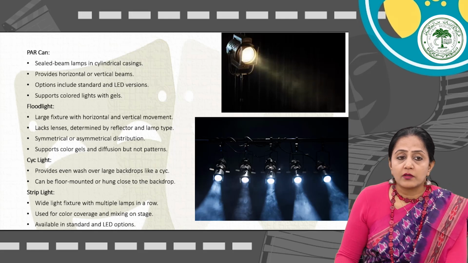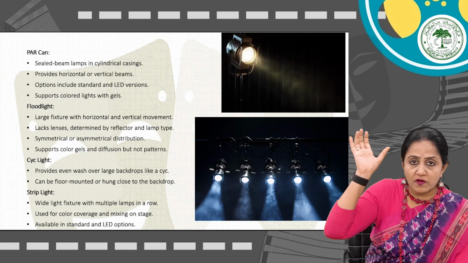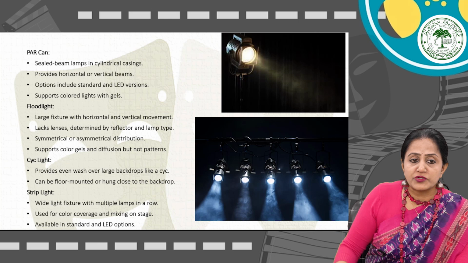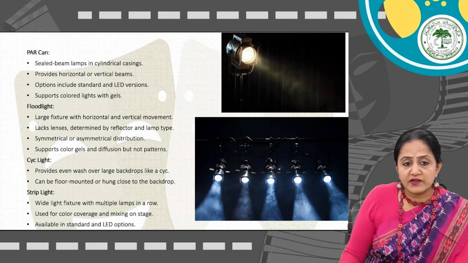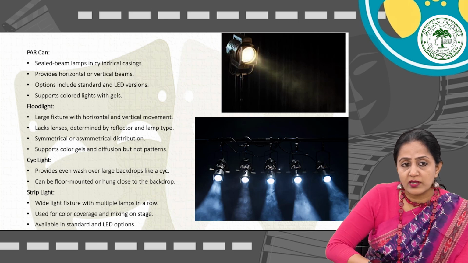Then you have Parcan, sealed beam lamps in cylindrical castings, provides horizontal or vertical beams. Options include standard and LED versions and supports colored lights with gels. So you can change colors with the help of this kind of lighting.